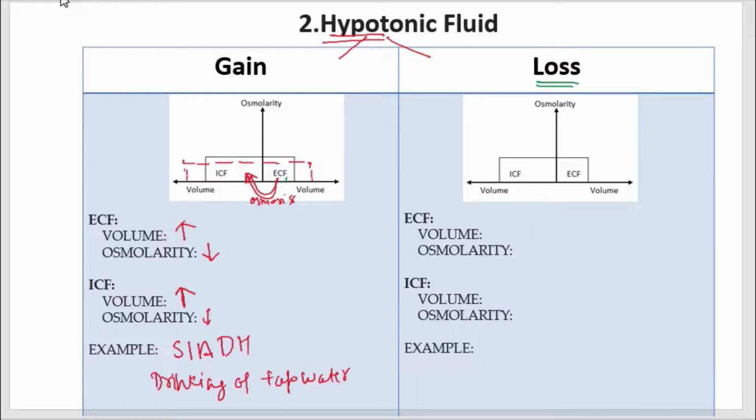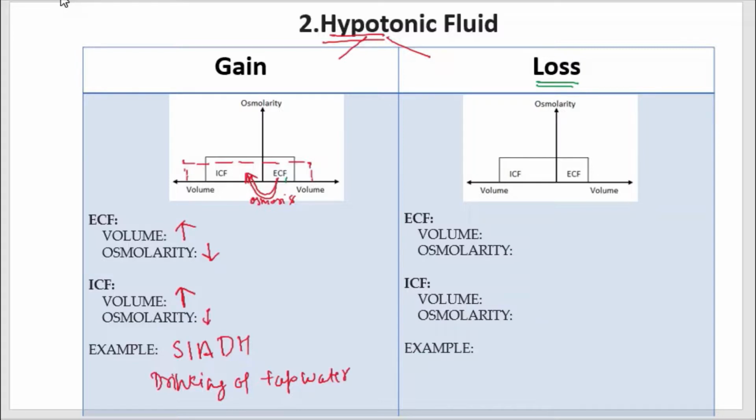So when hypotonic solution is gained, it increases the volume of ECF, and because the solution is hypotonic, it decreases the osmolarity of ECF. When the osmolarity is decreased in the ECF compartment, water comes through osmosis into the ICF compartment, which increases the volume of the ICF compartment, and the solution being hypotonic, there is more water, so the osmolarity decreases in the ICF compartment also.